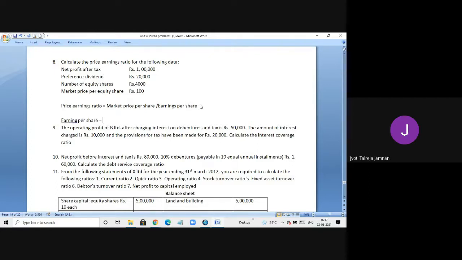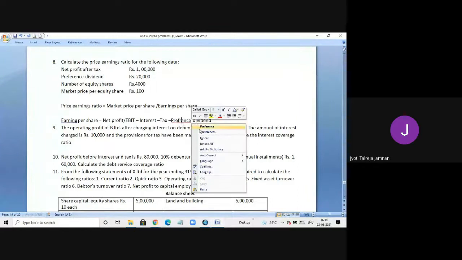Earning per share is equal to earnings available to equity shareholders divided by number of shares. How to find earnings available to equity shareholders? I'll just show you. Take net profit or EBIT, whatever is given. From that we subtract interest, then we subtract tax, because these are two things that we need to pay first. Then we subtract preference dividend. After that, whatever remains, we call it earnings available to equity shareholders.